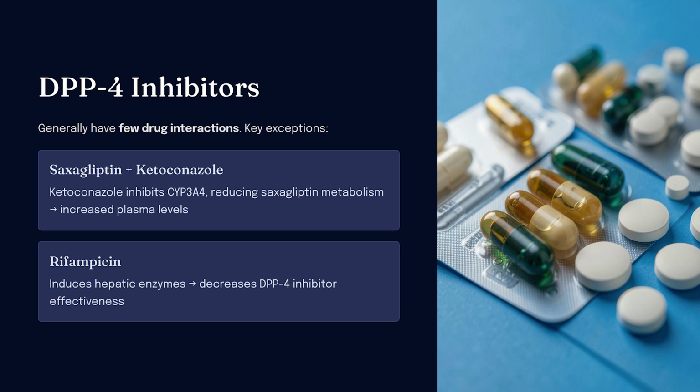Another important interaction is with rifampicin. Rifampicin is a potent hepatic enzyme inducer. By inducing drug metabolizing enzymes, it increases the metabolism of several DPP-4 inhibitors and thereby decreases their effectiveness, leading to reduced glycemic control.